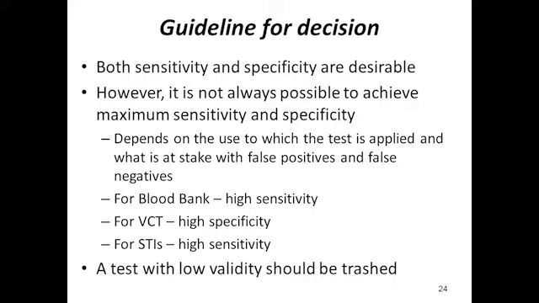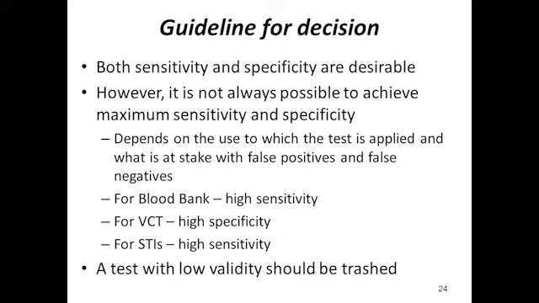So for example, for the blood bank, we need 100% sensitivity. There should be no false negatives. You should not get a false negative because if blood is positive for HIV or hepatitis and yet it reads negative, we are likely to give it to people and infect them. Then for voluntary counseling and testing, VCT, we need high specificity. So that when we tell someone that they are positive, they really are. We don't want false positives. We want the false positives to be very few. So we need a high level of specificity.